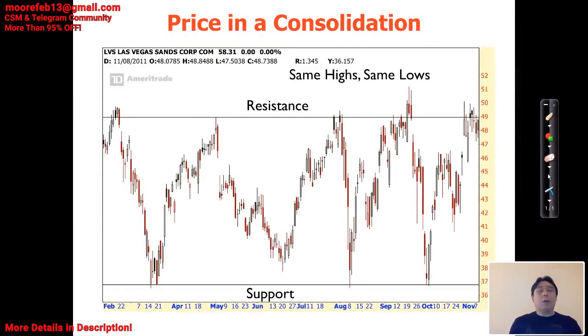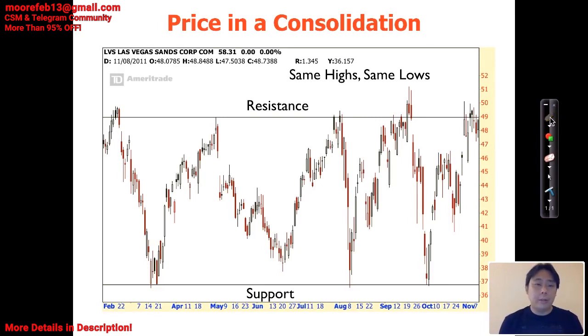Finally, let's look at consolidation patterns. So prices can move on an uptrend, they can move on a downtrend, and finally they can move sideways or directionless in a consolidation. So notice in a consolidation, the price can't move beyond a certain price level and it can't move below a certain price level.